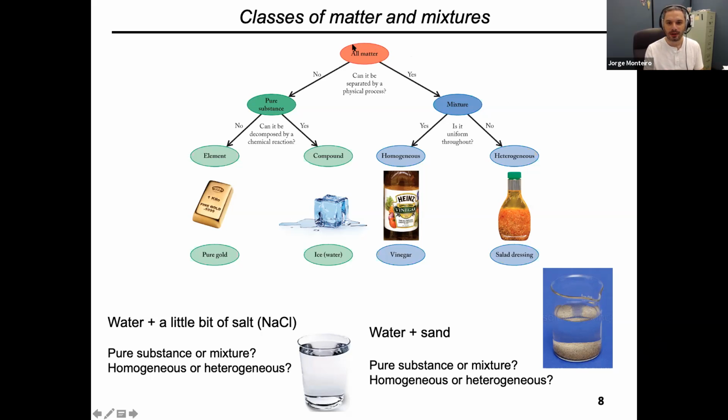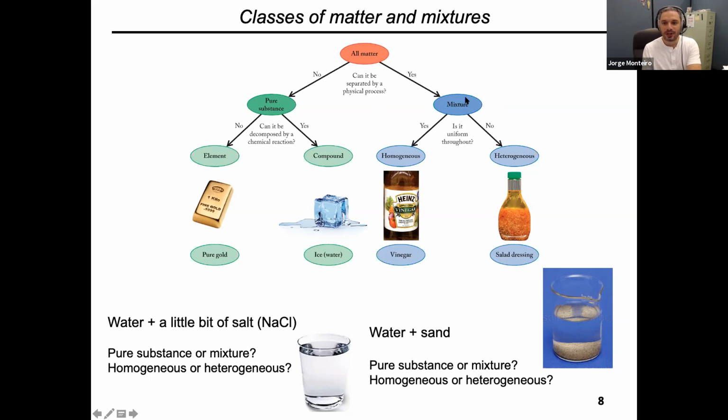Okay, now let's go to the right side of the chart here. If what you have can be separated by a physical process, then you have a mixture, okay? A mixture, you have more than one compound or one compound and one element, something that's just not one compound or one element.